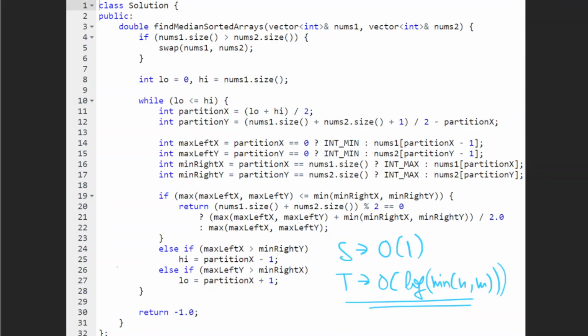And if you are confused with this part, then I will say that you should try to revise the concepts of binary search. Okay, and then you'll be good to go.